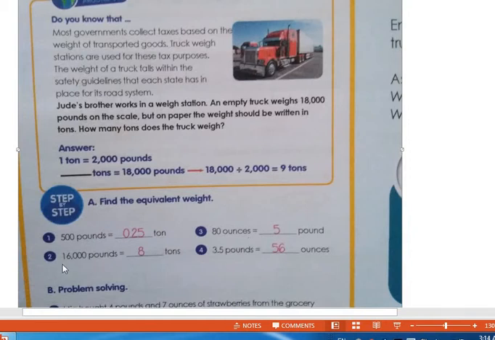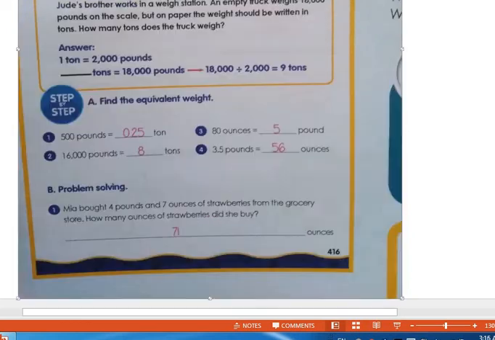Here in this example, 16,000 pounds, I want to convert them into tons. Smaller unit, don't forget to divide. 16,000 divided by 2,000 will give me 8 tons. 3.5 pounds, I want to convert it into ounces. So here this is a greater unit, so I have to multiply. Multiply by what? It's very easy now, by 16, and it will give you 56 ounces.